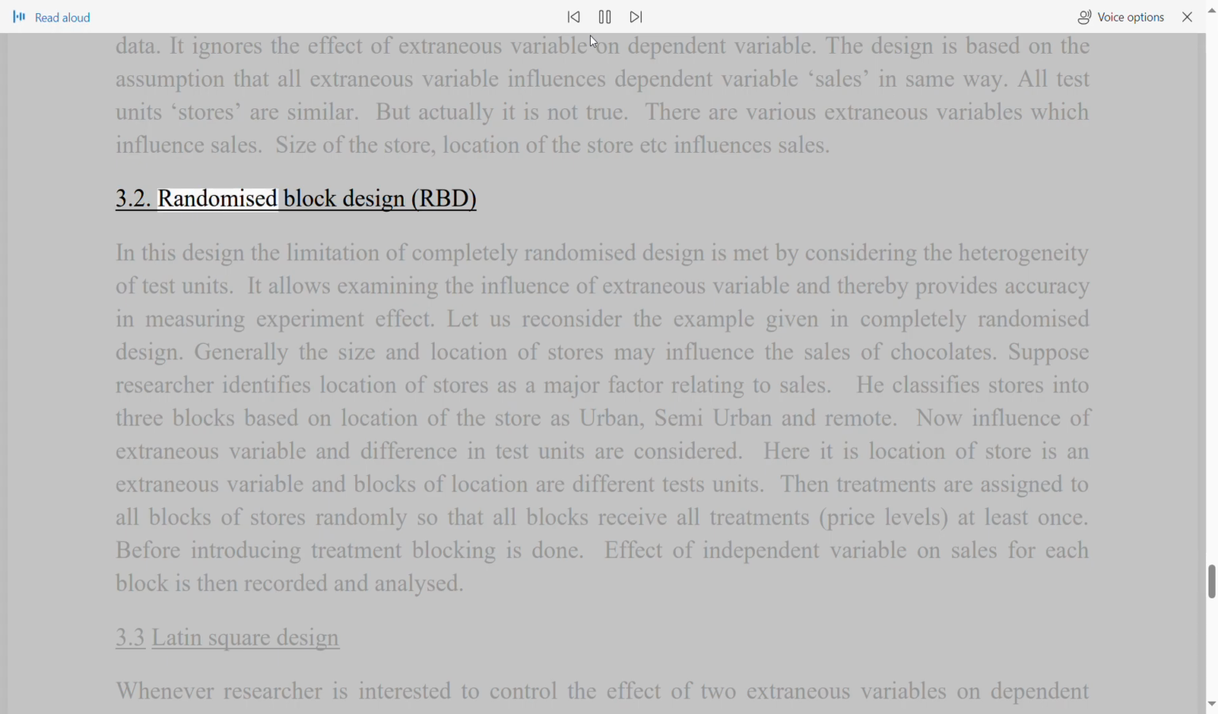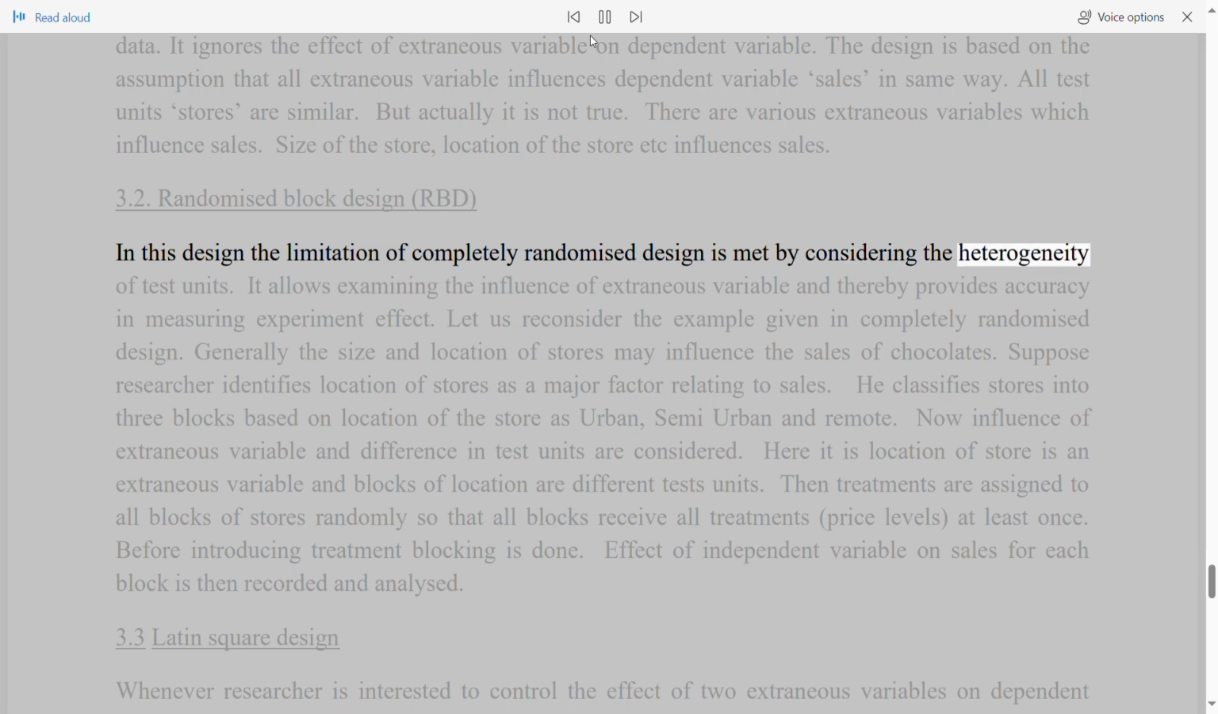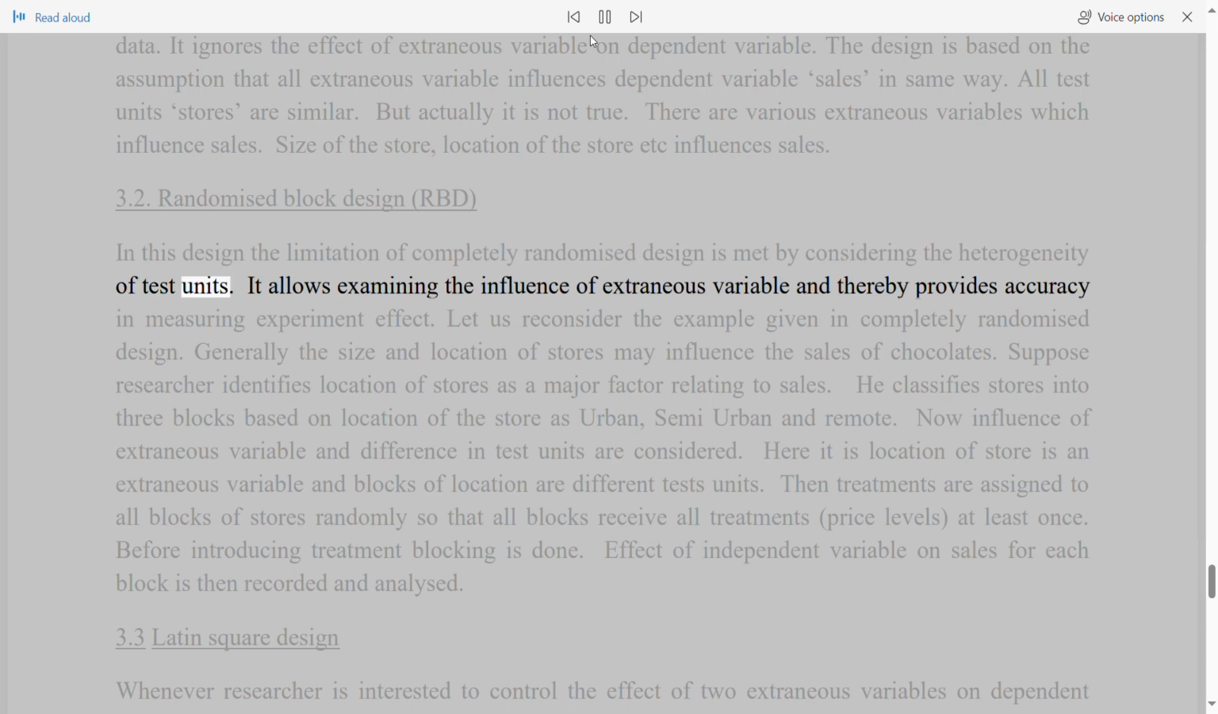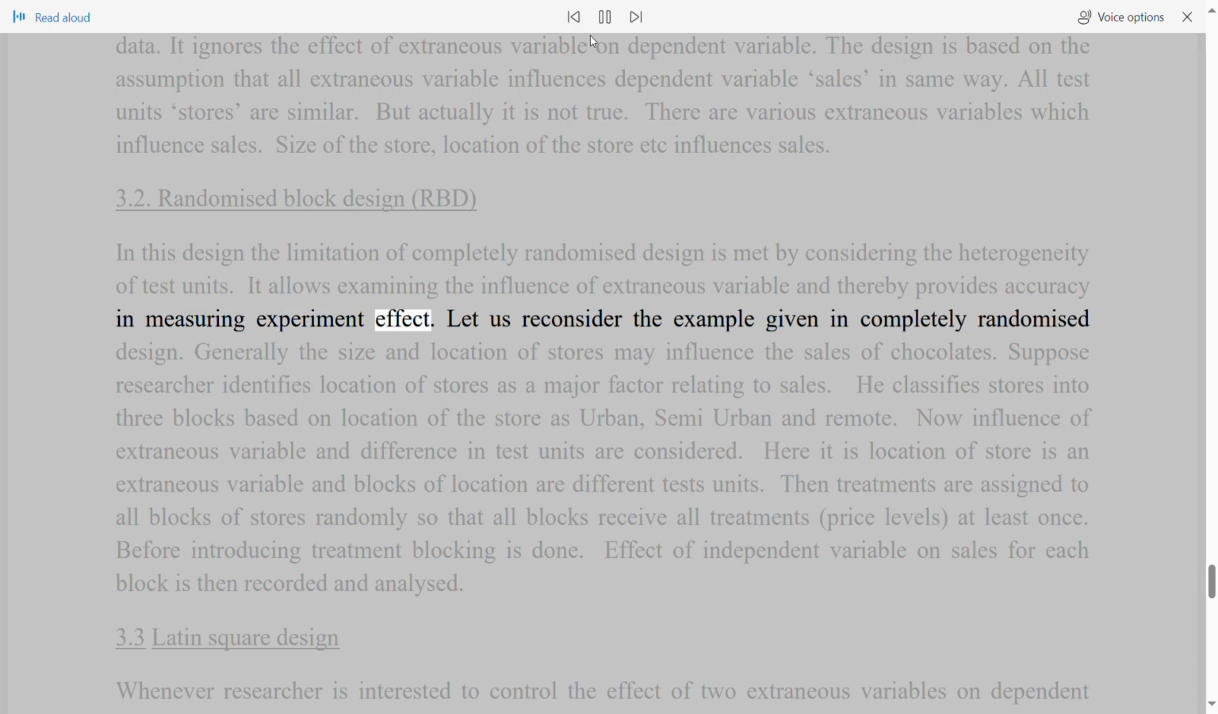3.2 Randomized Block Design, RBD. In this design, the limitation of completely randomized design is met by considering the heterogeneity of test units. It allows examining the influence of extraneous variable and thereby provides accuracy in measuring experiment effect.